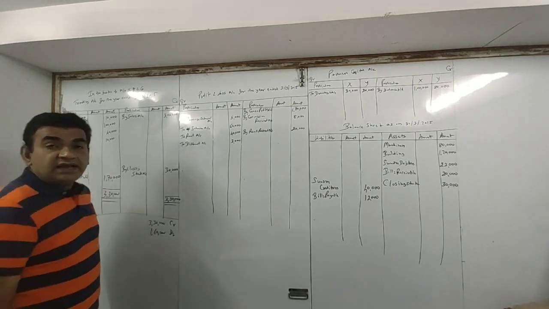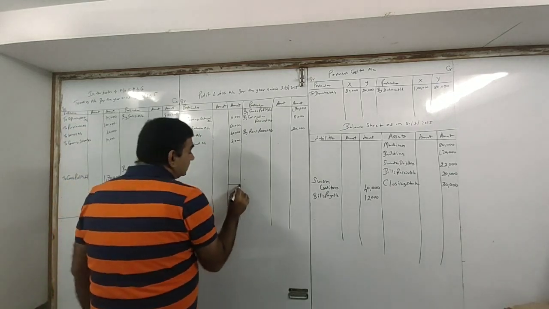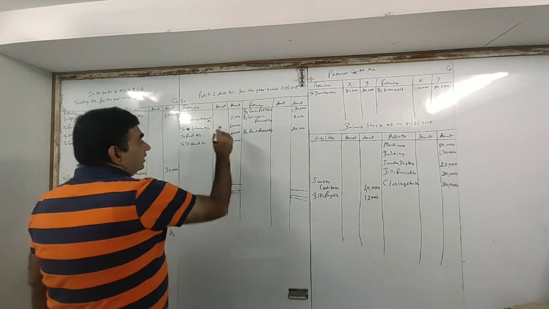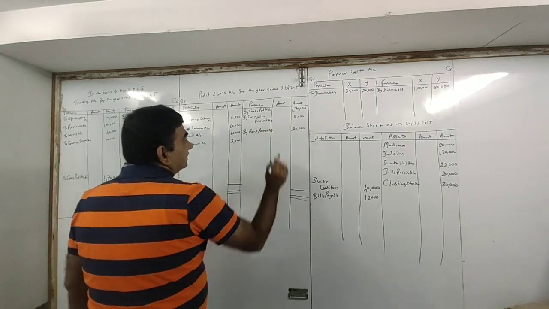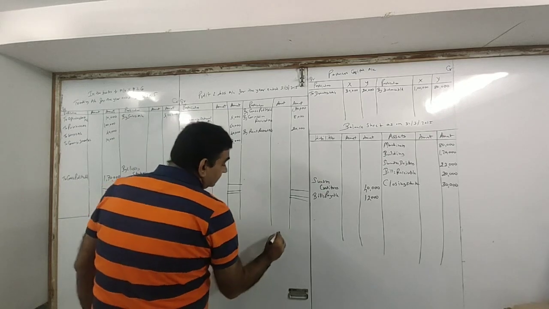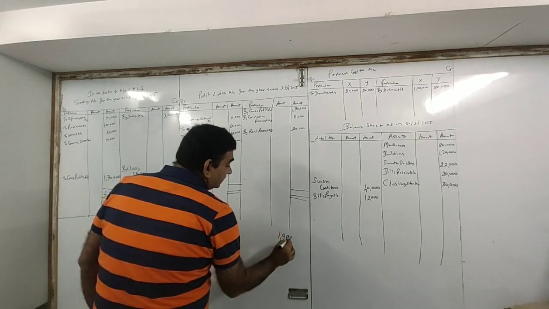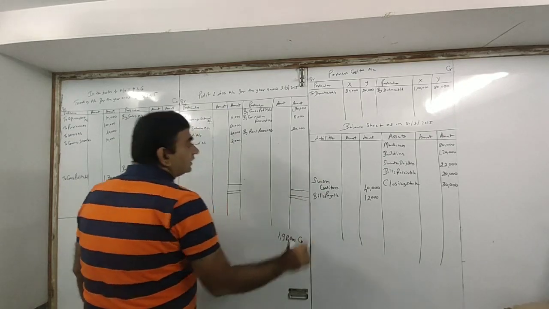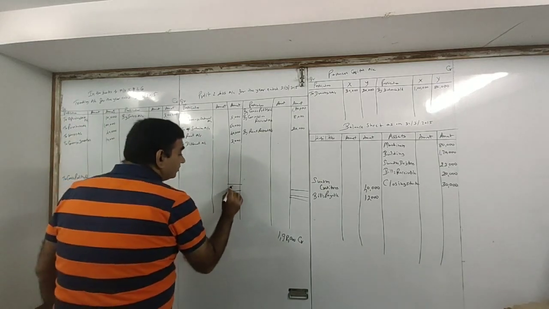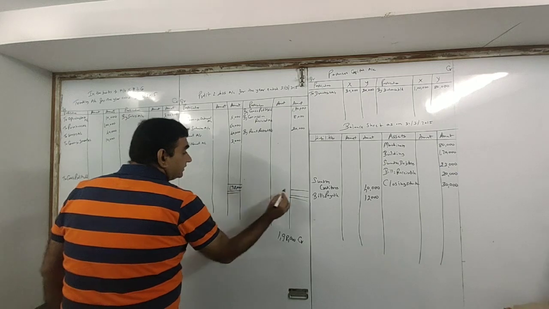Now why are we preparing P&L? To find out the net profit. Let's see the total. Credit ज़्यादा लग रहा है. 170, 178, 198 is the total of the credit side. Debit side कम है. So write at both the places 198.